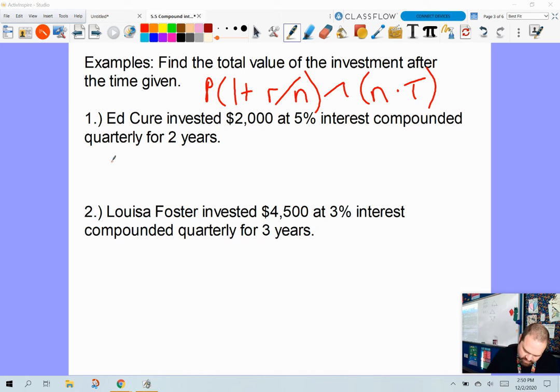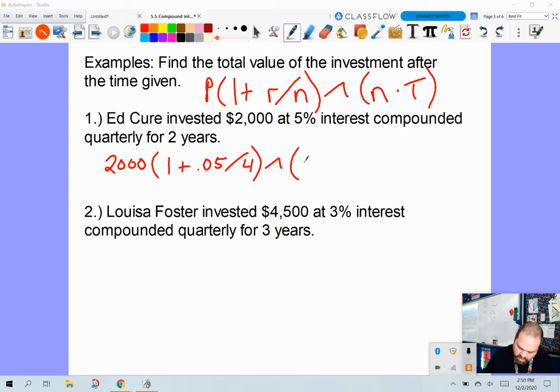So Ed invests $2,000. And I'll explain what the 1 is for here in a minute, but it's built into the formula. His interest rate is 5%, so 0.05. That's compounded quarterly. And then I need an exponent. Quarterly times 2 years. So basically, if you think about yesterday, we did quarterly for 2 years.